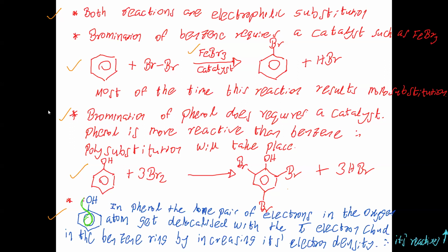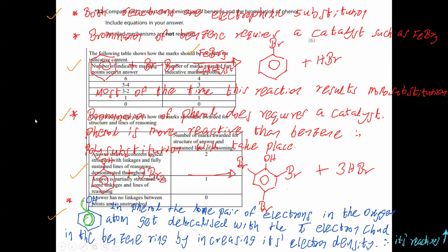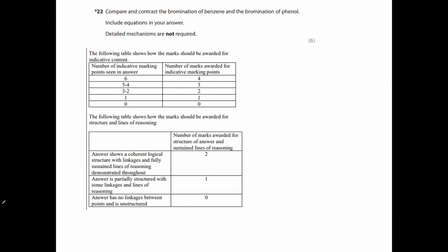Right, so we have 6 marks. What we were discussing here is they said compare and contrast bromination of benzene and bromination of phenol. That's the answer we wrote, so I just remove this answer. We'll see whether we wrote all those 6 points. They said compare and contrast the bromination of benzene and bromination of phenol. Include equations in your answer.